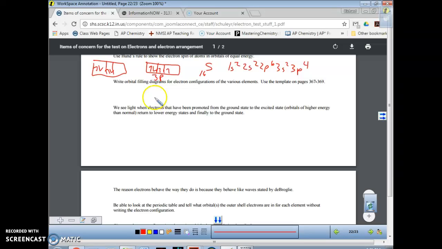Yep. Write an orbital filling diagram for electron configuration for various elements. Use the template. So basically I just did one here, didn't I? I just didn't do all these. So here's the electron configuration. This is the orbital fill.